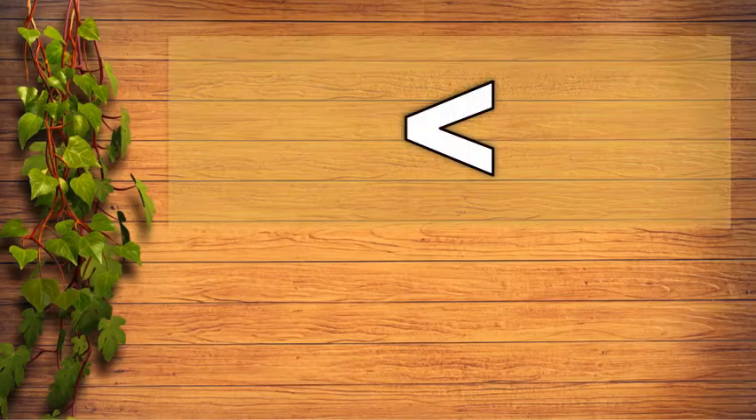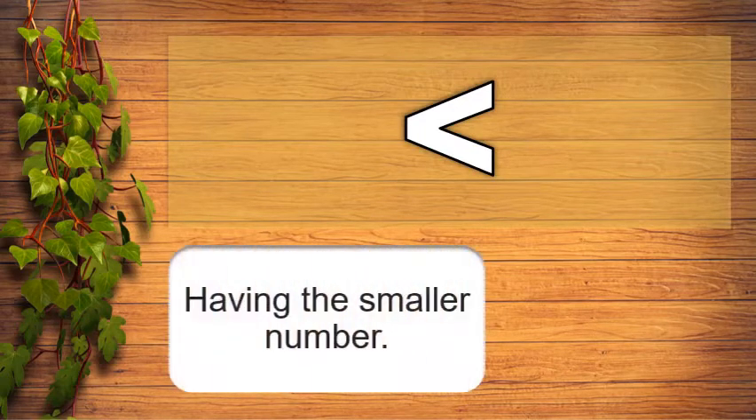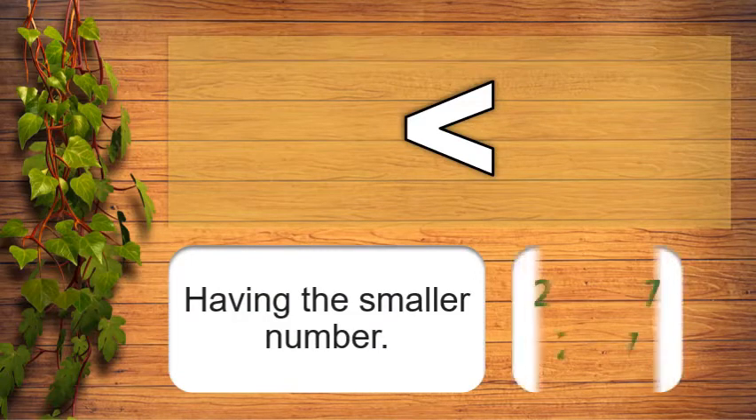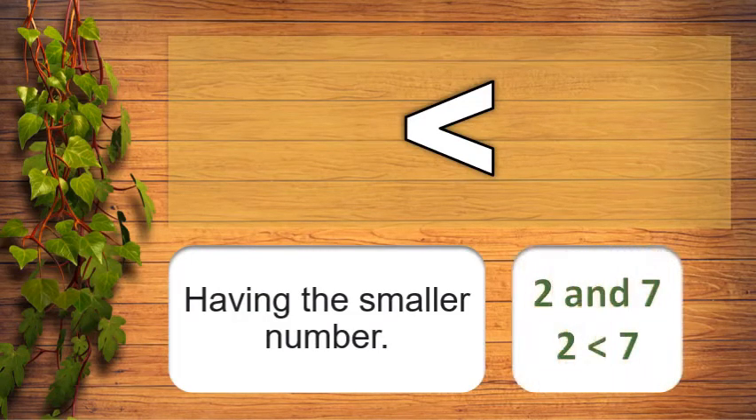While this sign opens on the right side, meaning this is the sign in having the smaller number. For example, 2 and 7. So 2 is less than 7.